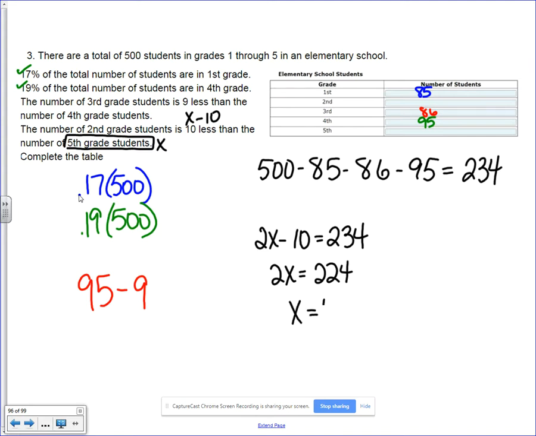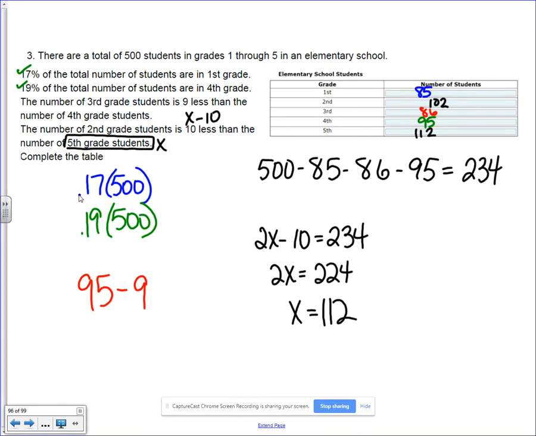So I have that X is 112. Well, X was my fifth grade students, so that's 112. Now for my second grade students, I got to do 10 less than that. So if I subtract 10, that gives me 102 for my second grade. Now, just to be sure, I'm going to add up all these numbers, and I'm going to make sure that I actually get the 500 total. Let's see here, 85 plus 102 plus 86 plus 95 plus 112. And I got 480, which means that I got something going on wrong here.